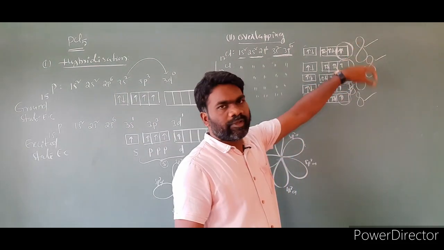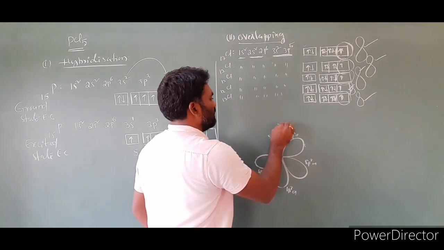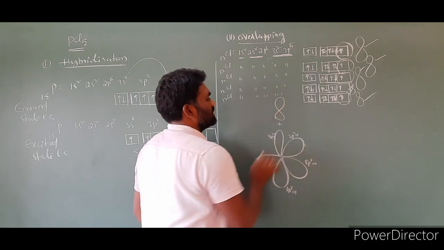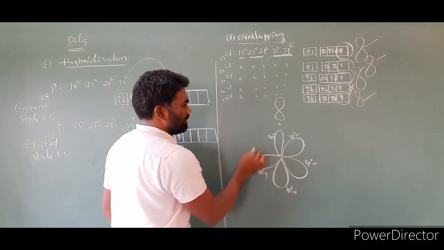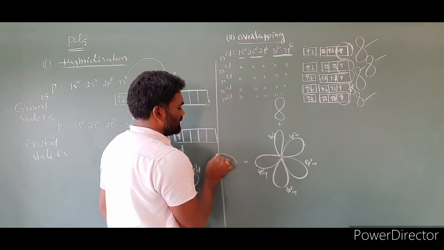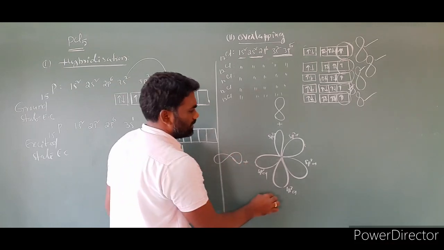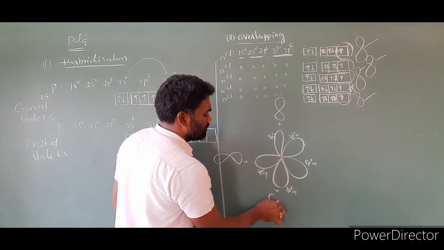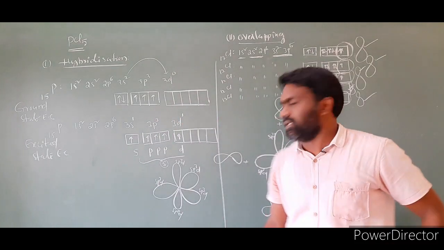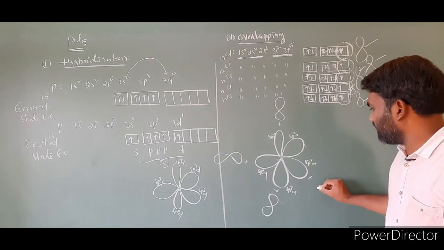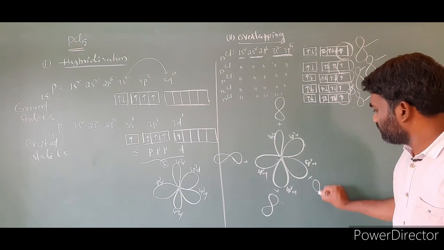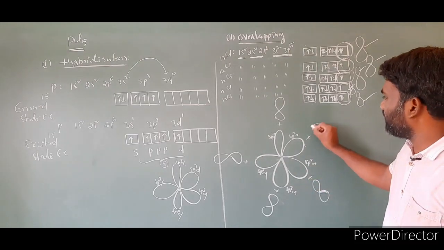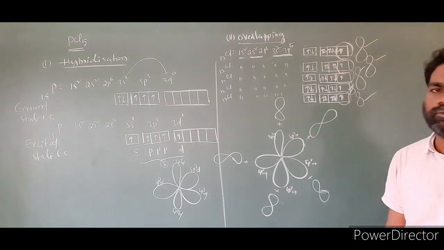Now we have to take these 5 p orbitals for overlapping. So 5 p orbitals will be like this. This is the first p orbital. Second p orbital I am writing here. This is the second p orbital. I am taking this third p orbital. This is the third p orbital, and here is the fourth p orbital. And one more, this is the fifth p orbital.